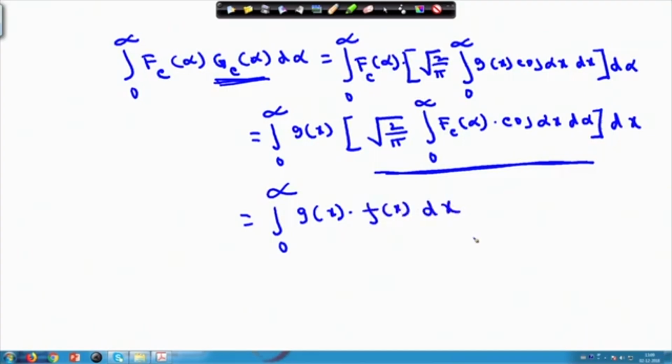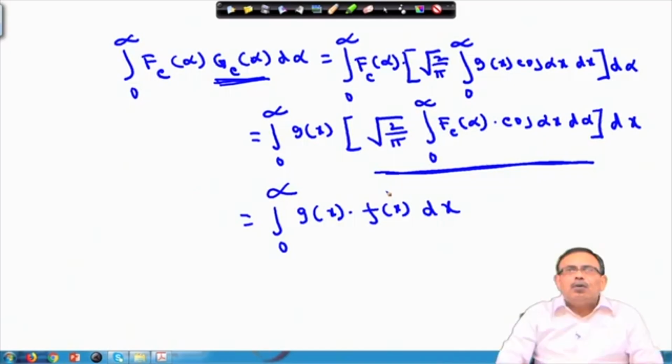This completes the proof of the first part, because the first part of the proof was 0 to infinity f(x) g(x) dx equals 0 to infinity capital F_c of alpha into capital G_c of alpha d alpha, where capital F_c of alpha is the Fourier cosine transform of f(x) and G_c of alpha is the Fourier cosine transform of g(x).